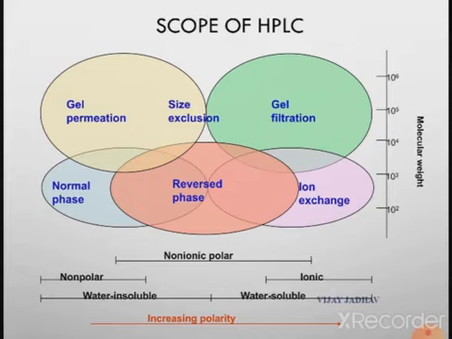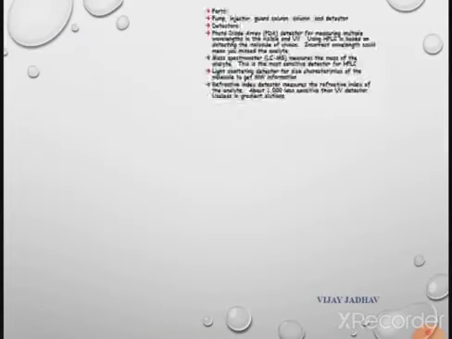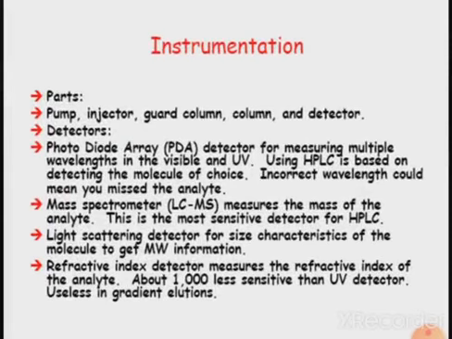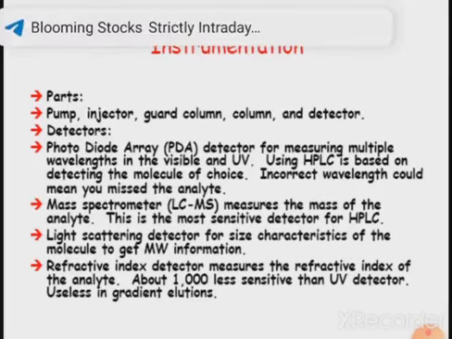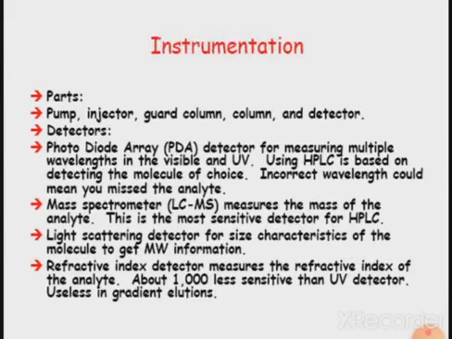Now we want to see the instrumentation of HPLC. HPLC has a number of parts, and if we see the list of parts, we start with reservoir, then tubing, then degasser, after that premixer, then pump, then injector, then column, and then detector and fraction collection. So these are the basic parts of HPLC.